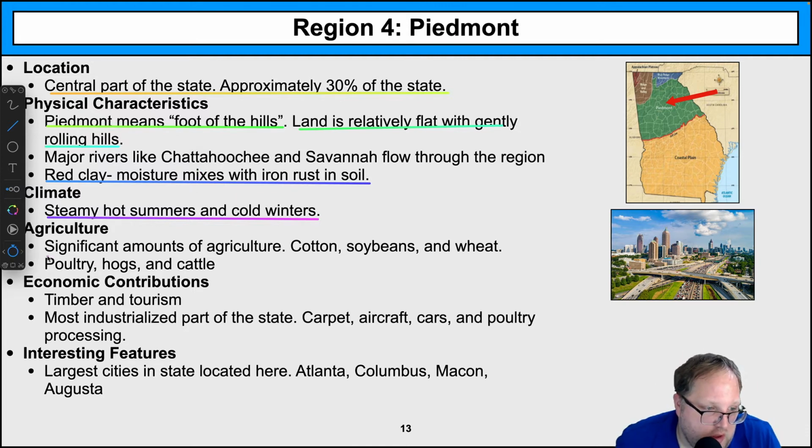Agriculture. This is going to be the first region that has significant amounts of agriculture. We grow things like cotton, soybeans, and wheat here. And we are also one of the largest producers of chickens or poultry in the entire United States here in the Piedmont region of Georgia.